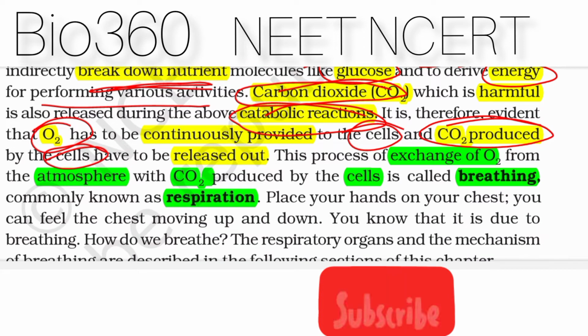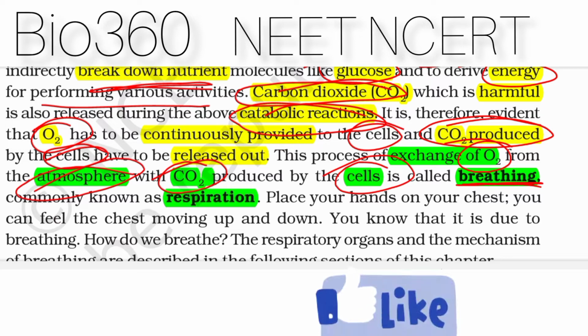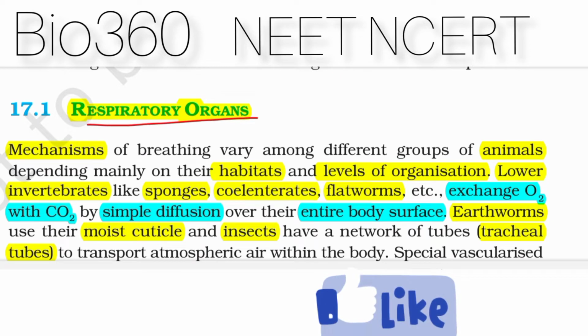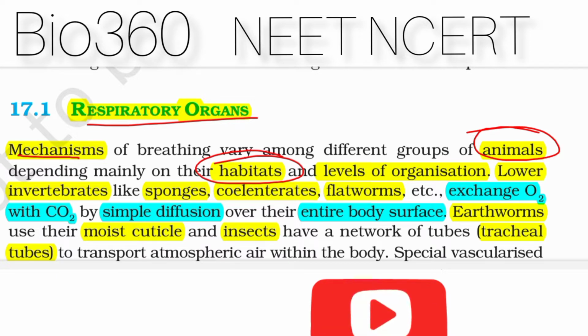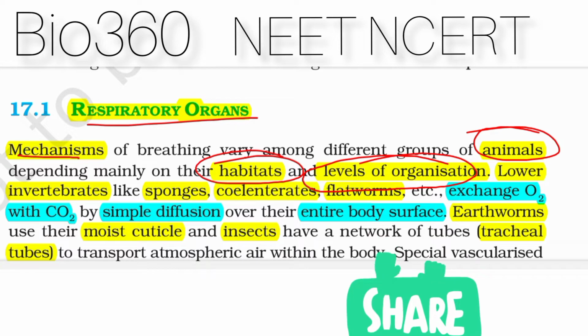This process where oxygen is exchanged with carbon dioxide between the cell and the environment is known as breathing. We commonly call breathing respiration. Now let's see respiratory organs. Mechanisms of breathing are different in different organisms, as we know. It mainly depends upon two things. The first one is habitat. Habitat means the place where organisms live, like desert, seas, oceans, rivers, etc. And the second one is level of organization, meaning is it a tissue level, cell level, or an organ level, etc.